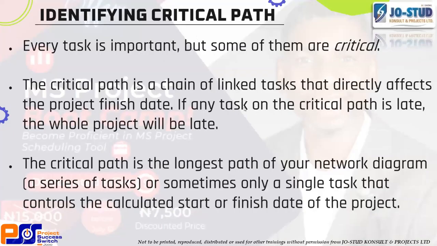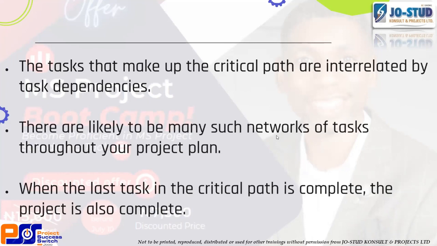So I'm sharing my slide again. Usually, like I said, the critical path is the longest path of our network diagram. Sometimes it can just be a single task, but most times it is a network of various tasks. Now, the tasks that make up the critical path are most times interrelated by task dependencies. What are task dependencies? Who can remind me? It can be finish to start, start to start, with a lead, with a lag. Once you connect those dependencies like that, they are linked together. And if that's the longest path, it is your critical path.